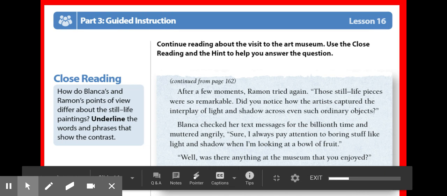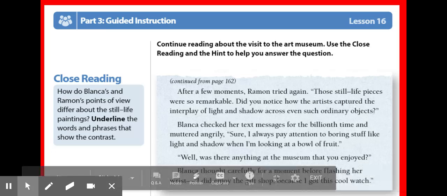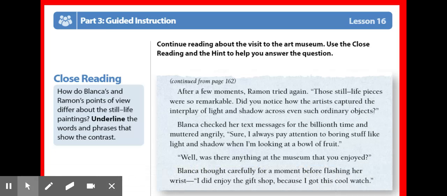It is time to open up our Ready workbook to page 163. We're going to continue from our lesson 2 on point of view. So we just finished, or you might have left off, on page 162. If you haven't got your workbook out, this is the time to get it out and open to page 163. If you need to pause me while you get your stuff out and get situated, I'm assuming that you are ready to go. So we are continuing with our lesson 16 from our Ready workbook.